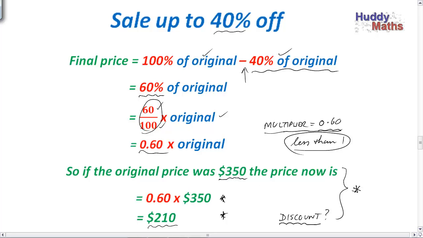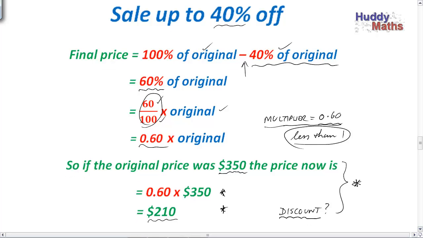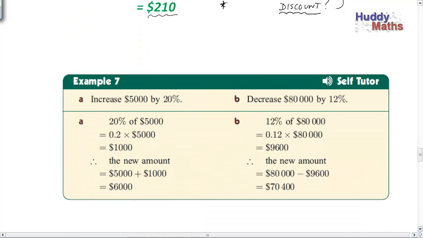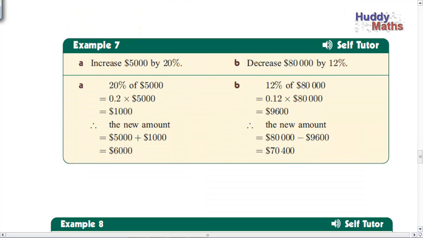This one-step method doesn't actually calculate how much you're going to get off. All right, are you ready to do some? Let's have a go. Here's another example. You've got a couple coming up.